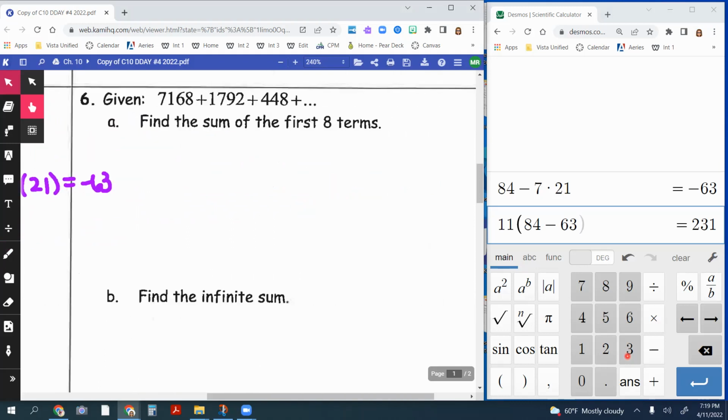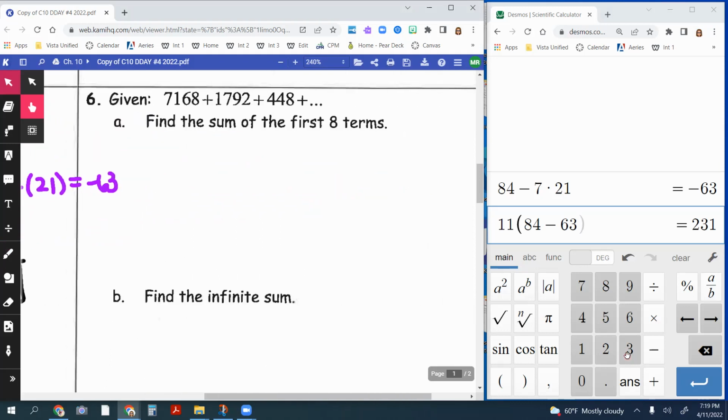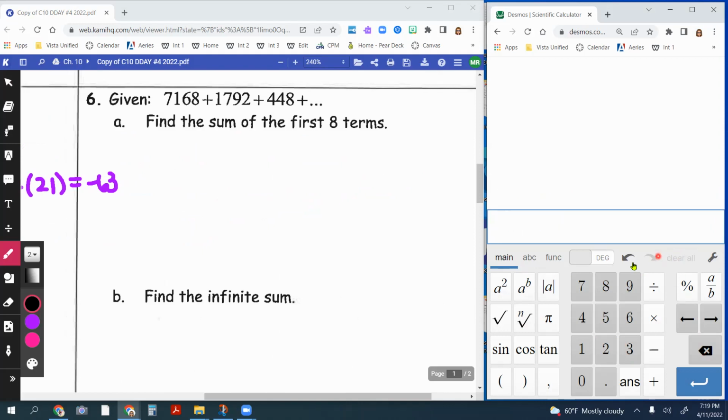Okay, on number 6. This one looks to me like this is geometric. So for this, let me figure out by taking the second number, 1,792, divided by the first, which is 7,168, and I get 0.25. Now, let me just take 1792 times 0.25, or 1/4. And yeah, it works out.